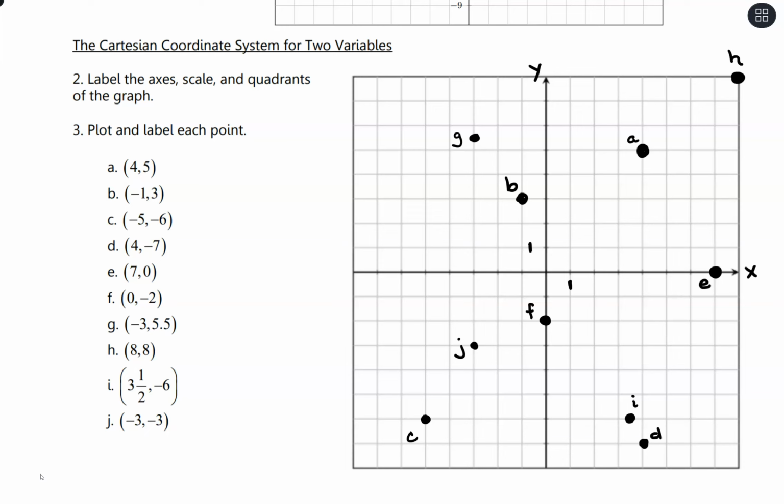So the x coordinate tells us how we move left or right. To the right is positive, to the left is negative. And then the y coordinate tells us how we move up and down. Up is positive, down is negative.